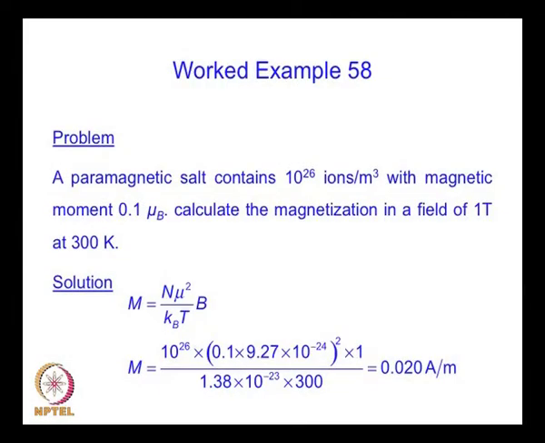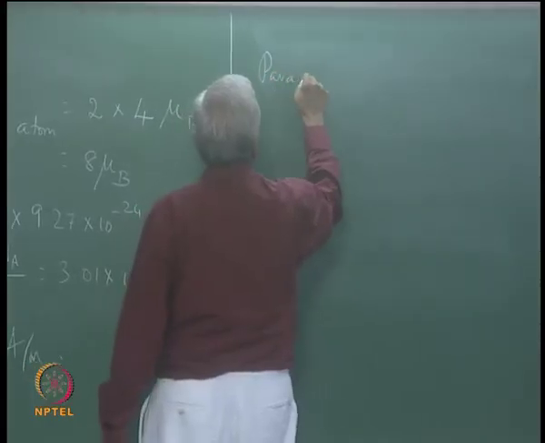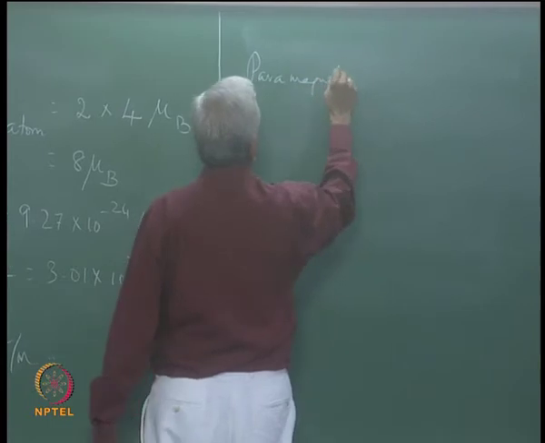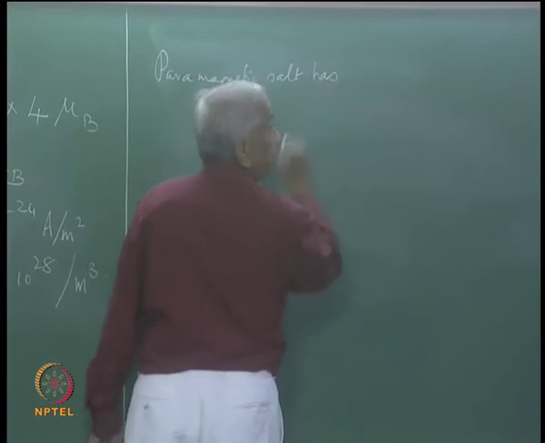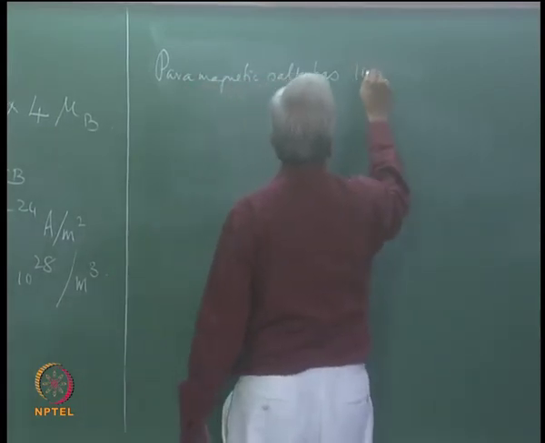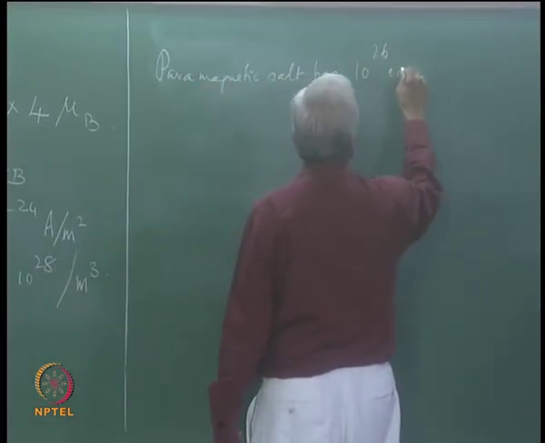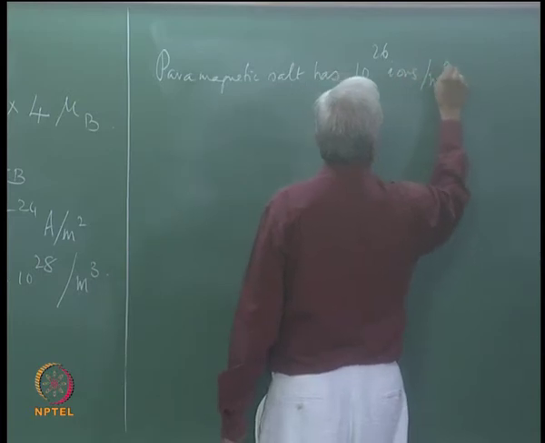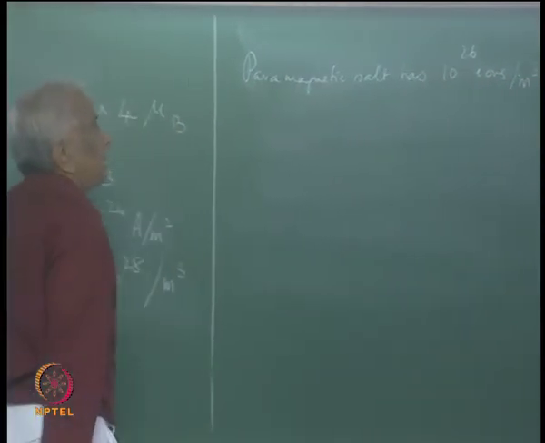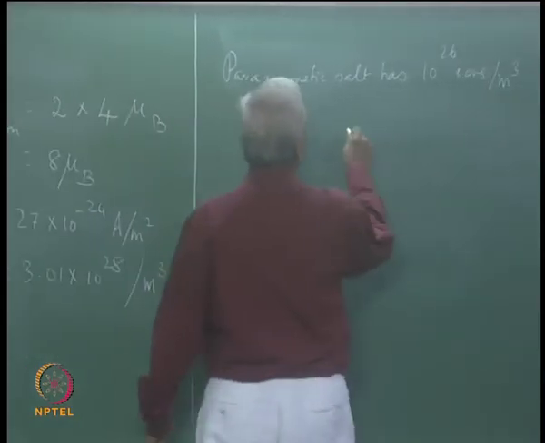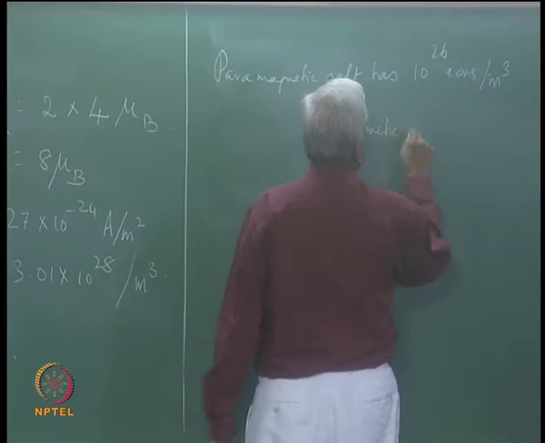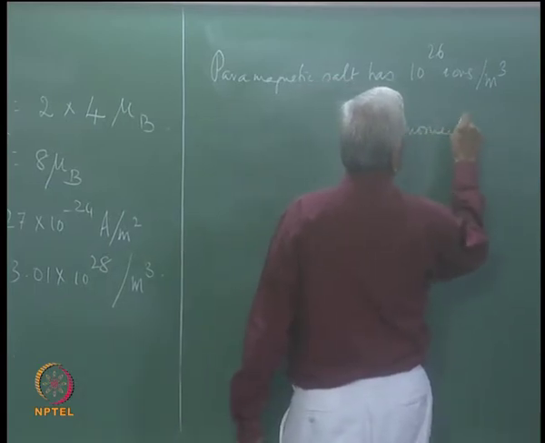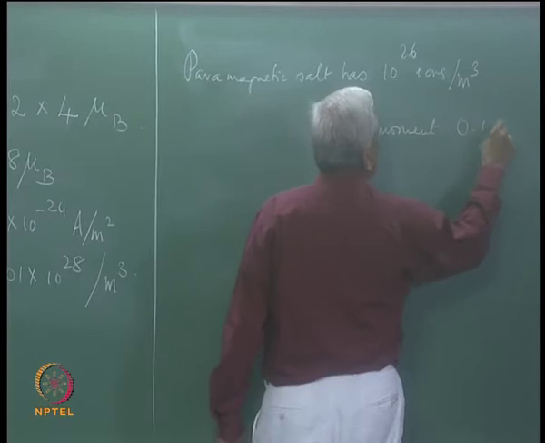Next, we are told that a paramagnetic salt has 10 to the power 26 ions per meter cube. That is the concentration of paramagnetic ions. Each ion has a magnetic moment of 0.1 Bohr magnetons.